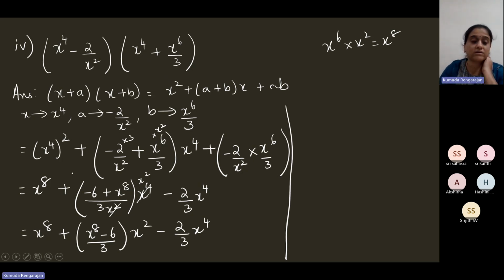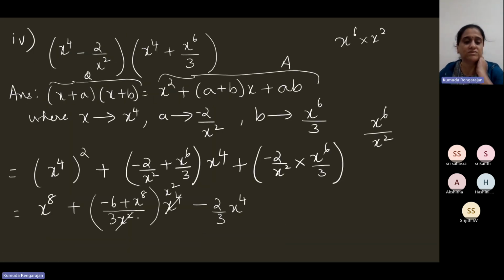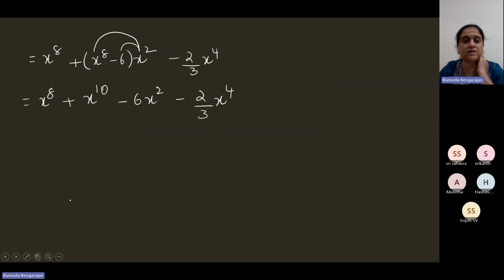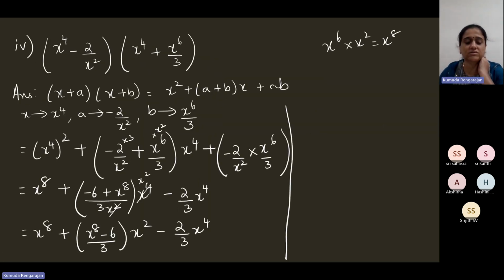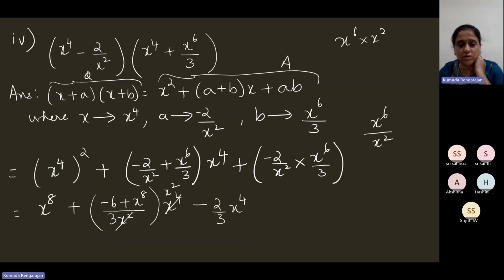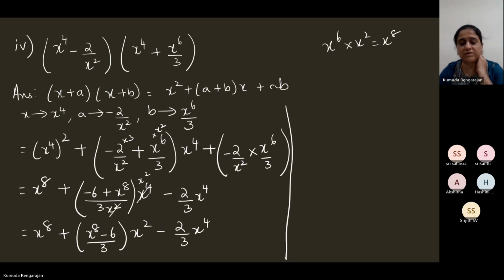The earlier working, I missed the 3. Avanish told me now that I missed the 3 here. In the next step, I missed to write the 3. So please see that here. I missed the 3, children. The denominator 3, I missed it here. Please correct it. So x power 8 plus, in the bracket we have x power 8 minus 6 divided by 3 of x squared minus 2 by 3 x to the power 4.